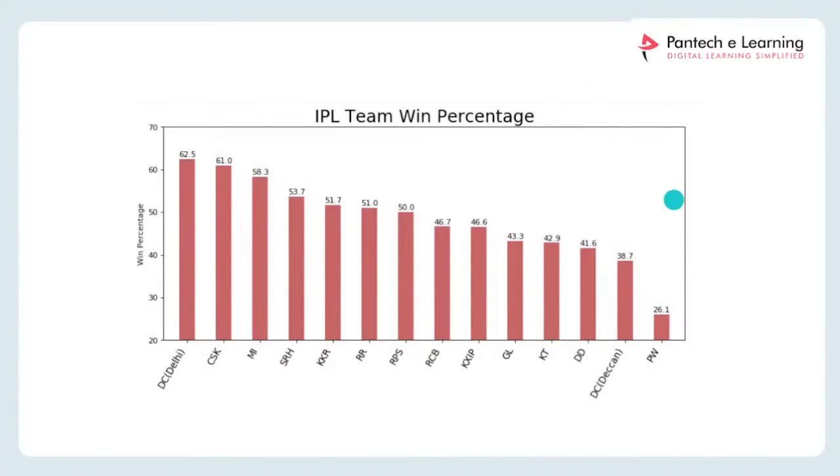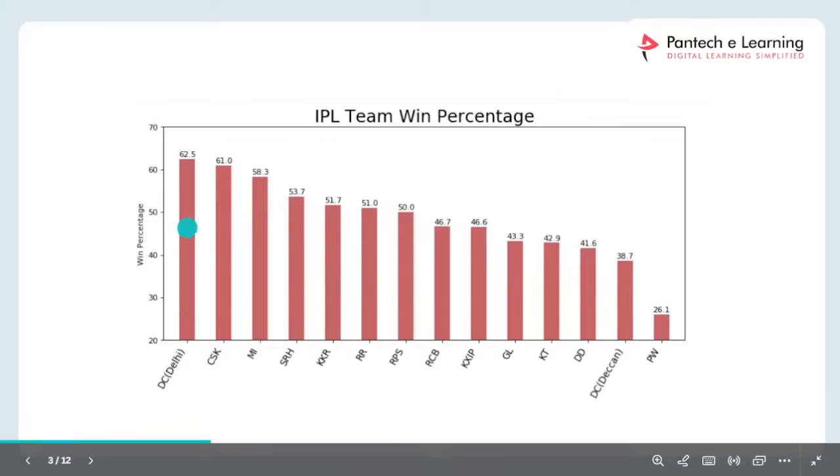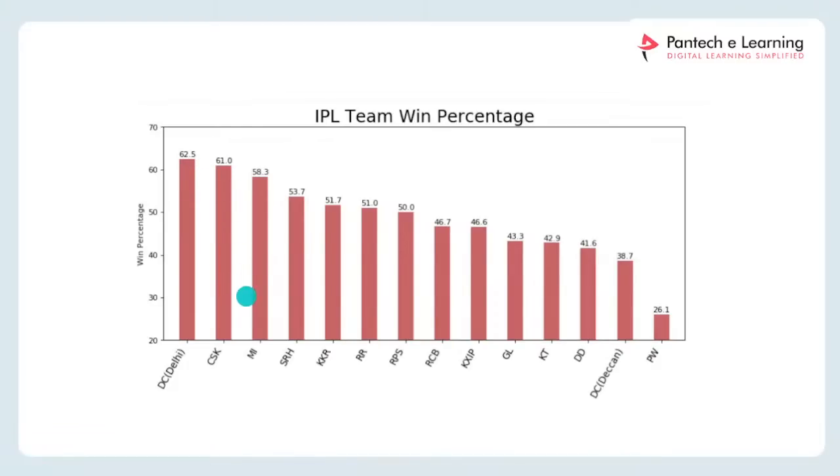So this is the plotting we are creating, a column chart. In this column chart, we can see which team will win a particular match or tournament or league, that is, which team has the highest winning percentage of matches. Delhi Capitals has the highest winning percentage at 62.5, CSK has 61, Mumbai Indians has 58.3, and Sunrisers Hyderabad has 53. So the percentage is based on the team.